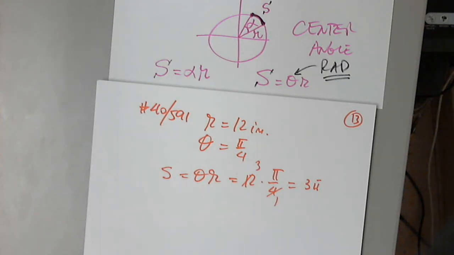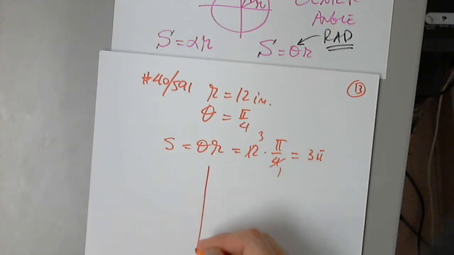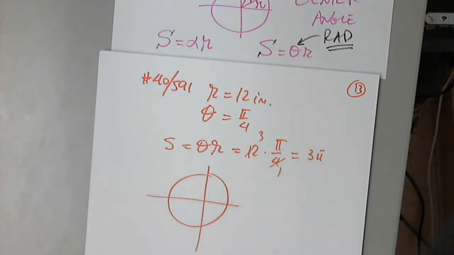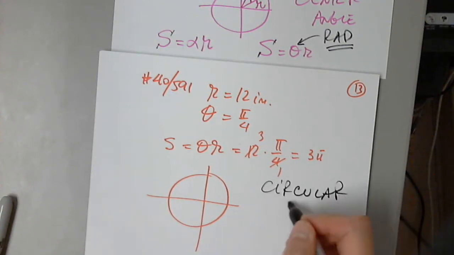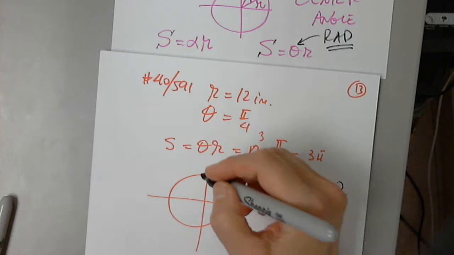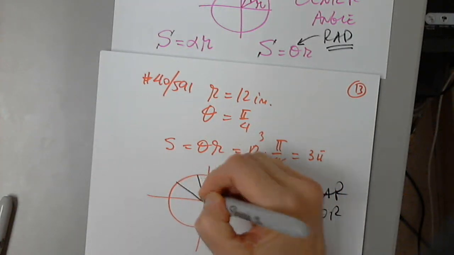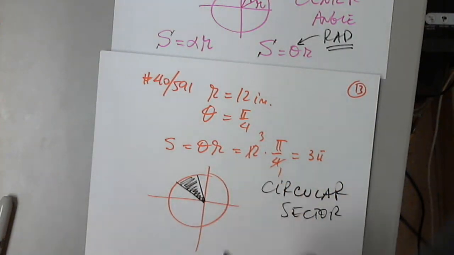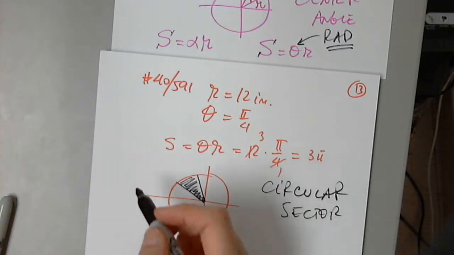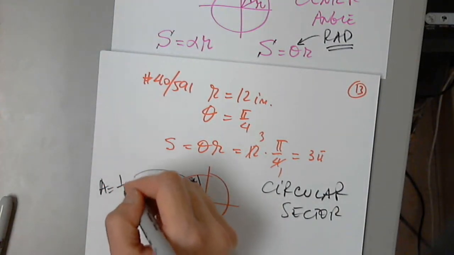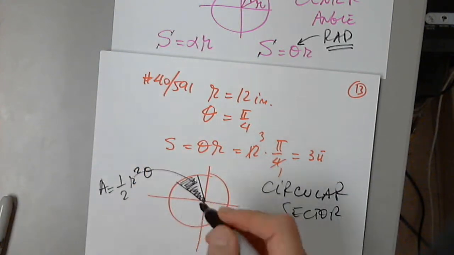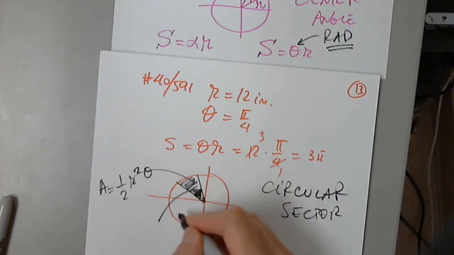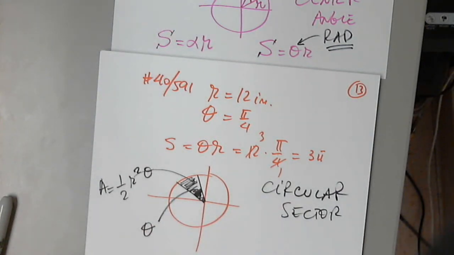Let's take a look at the area of the sector now. A circular sector. For example, this is a circular sector. And if we want to determine the area, this is 1/2 r squared times theta, theta being the angle that subtends the arc of the circle, the central angle.